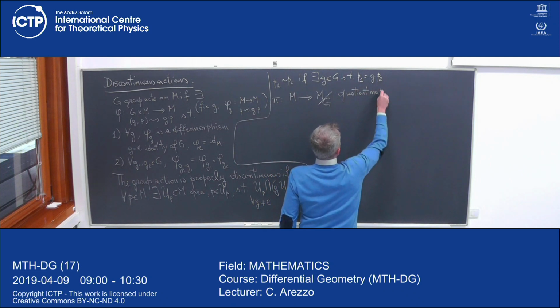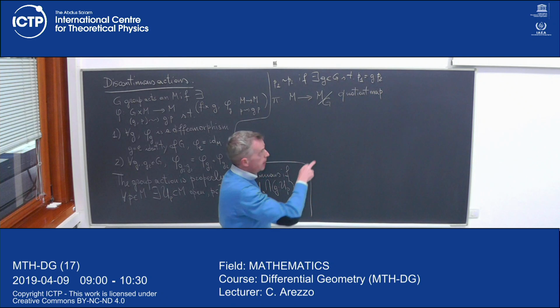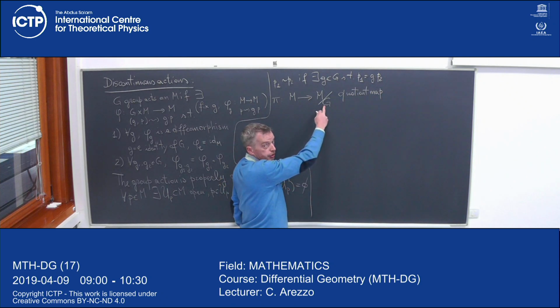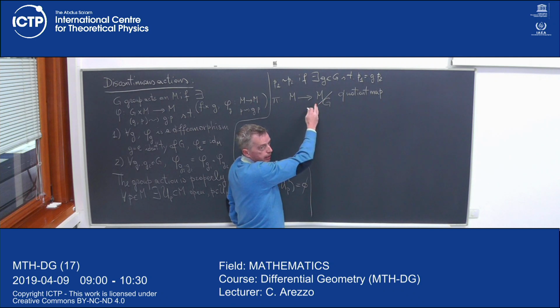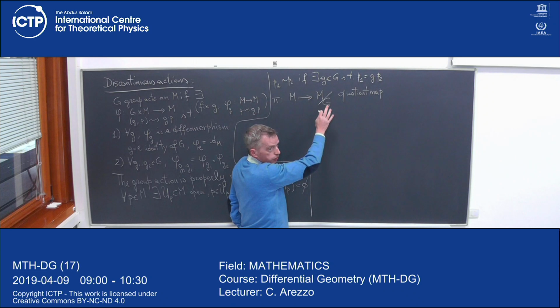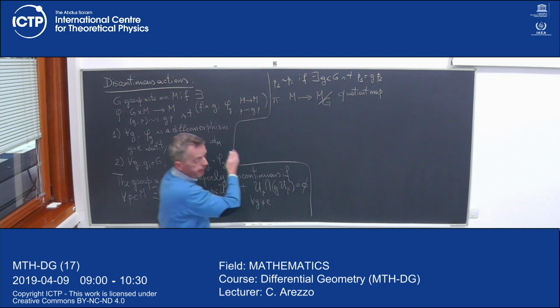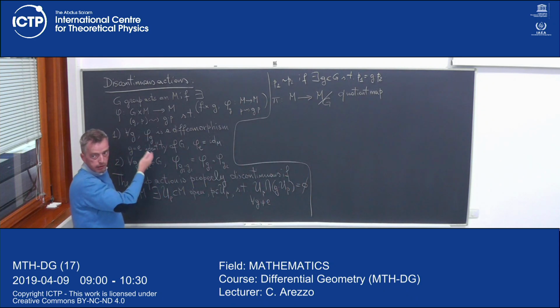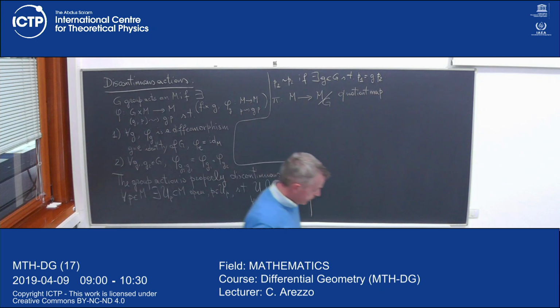Even though, be a bit careful about this notation, because the same group can have many different actions. So this seems to indicate that this object depends only on M and G, which is not true. This depends on M, G, and the way G acts. So it's a little bit delicate.